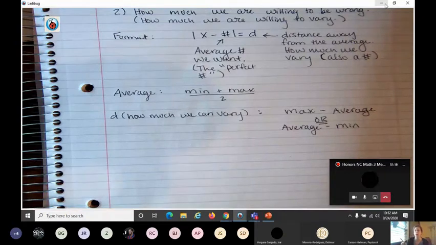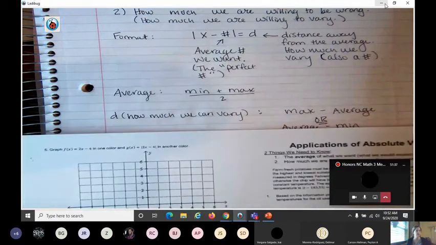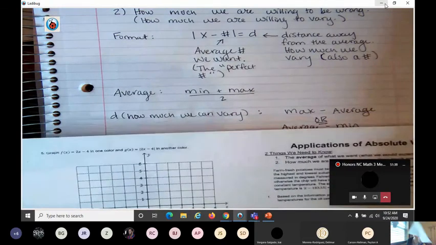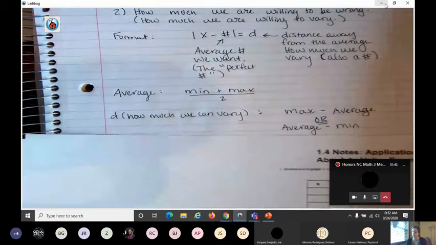Okay, so if you're following along, at this point, I'm switching to a sheet that has some applications problems on it. It looks like this. The top of it is supposed to be like a little foldable. This is the first page. It says 1.4 notes at the top.